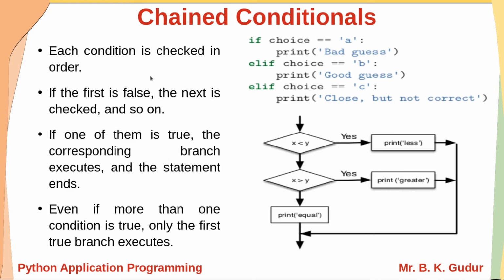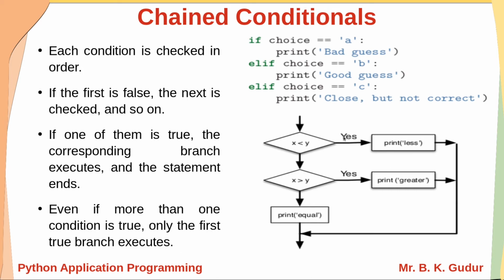Each condition is checked in order with respect to chained conditionals. If the first is false, then the next is checked, and so on. If one of them is true, the corresponding branch executes and the statement ends. Even though the next conditions are true, it will not execute them. Even if more than one condition is true, only the first true branch executes.